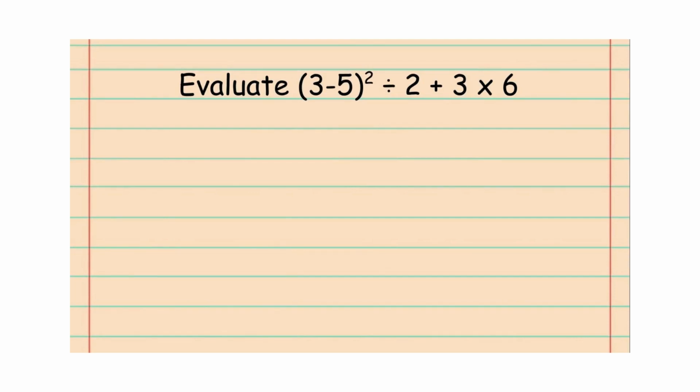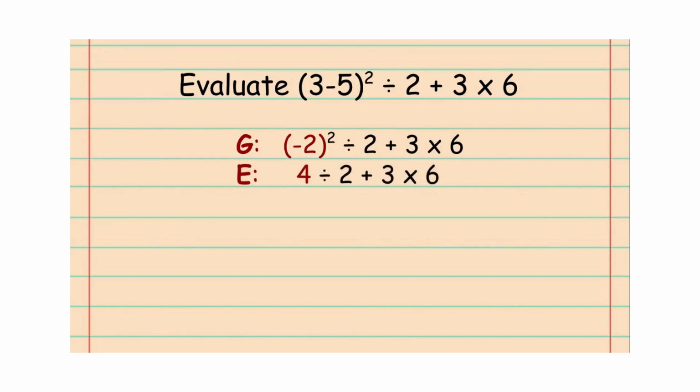Let's apply our knowledge of GEMDAS. First, we see a grouping symbol, namely parentheses. I say 3 minus 5 equals negative 2. Then I handle the exponent. Negative 2 squared equals 4. Then I handle some multiplication or division. I see division first. 4 divided by 2 equals 2.